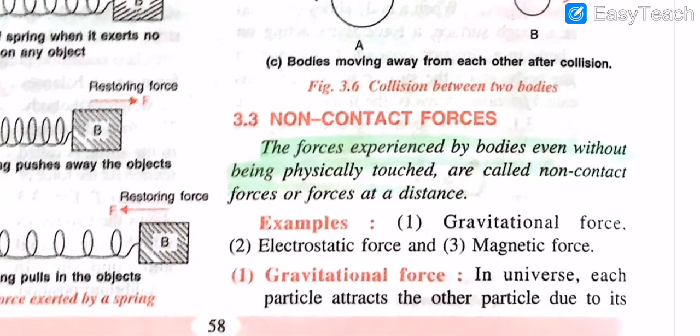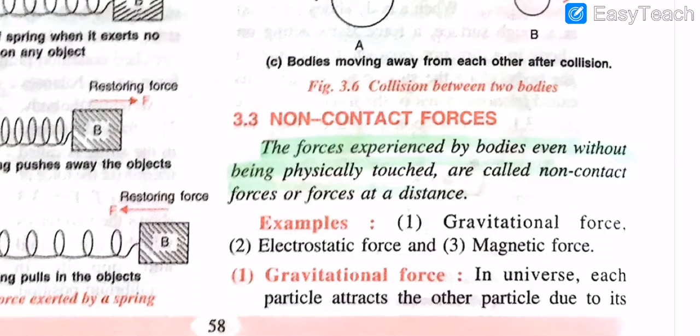The forces experienced by bodies even without being physically touched are called non-contact forces, or action at a distance forces. Non-contact forces are basically the forces experienced by bodies even without physically being touched, as I said before. Examples: gravitational, electrostatic, and magnetic force. So basically in the universe, each particle attracts the other particle due to its mass. This force of attraction between them is called gravitational force.